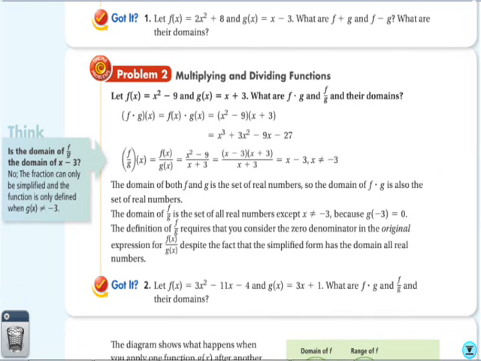Go ahead and try Got It number 1. Find f plus g and f minus g, and then talk about their domains. Go ahead and pause the video right here and find those.